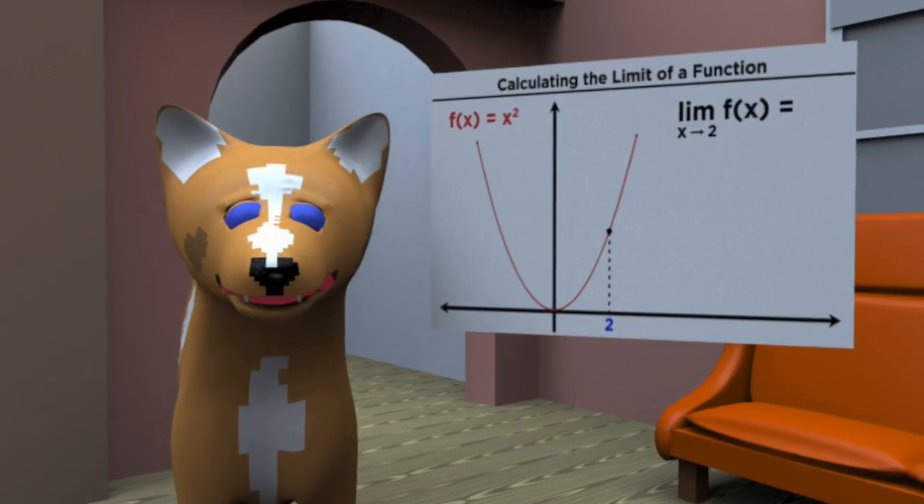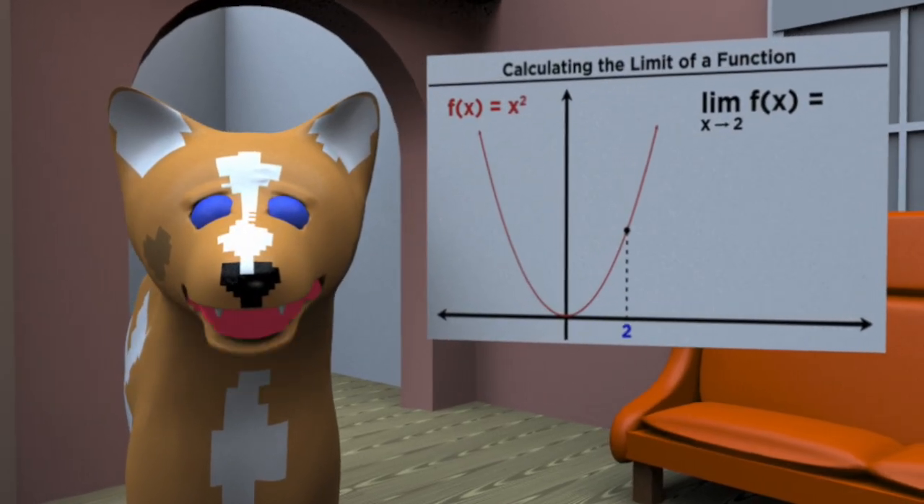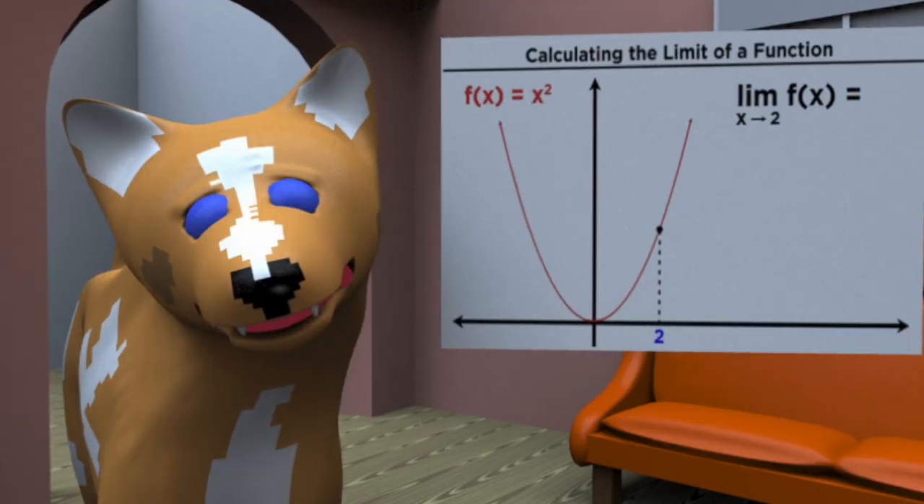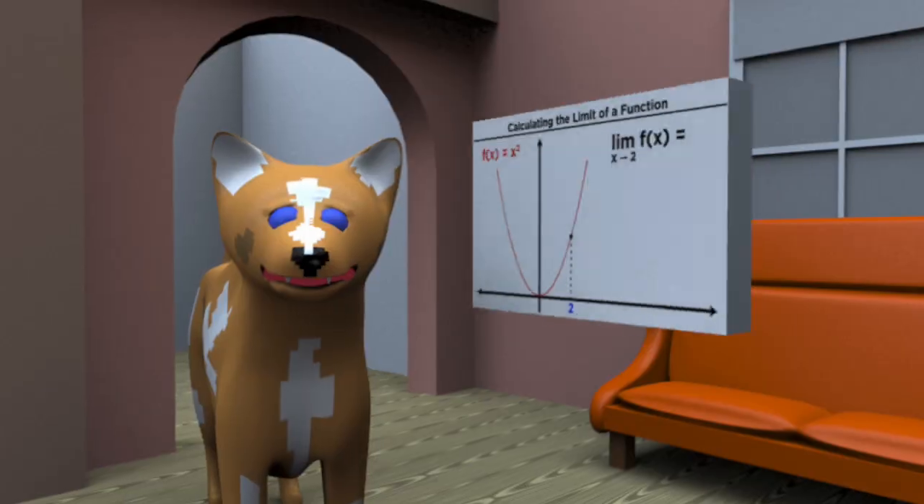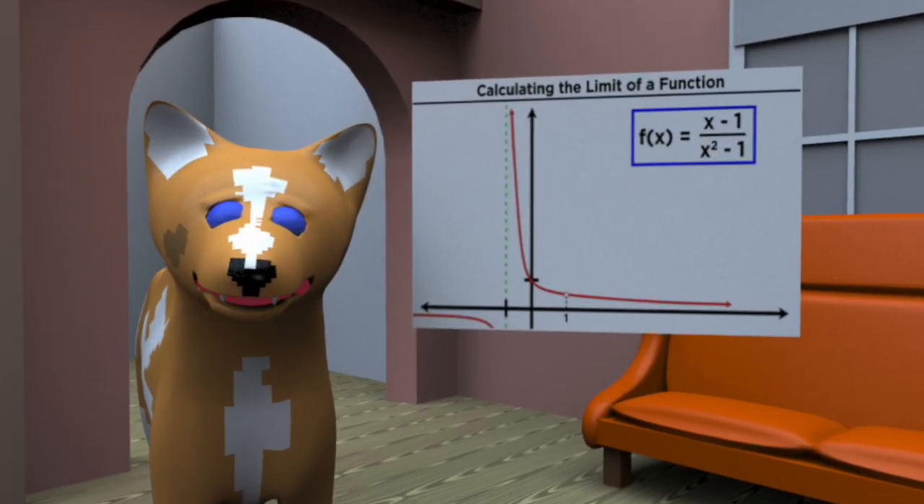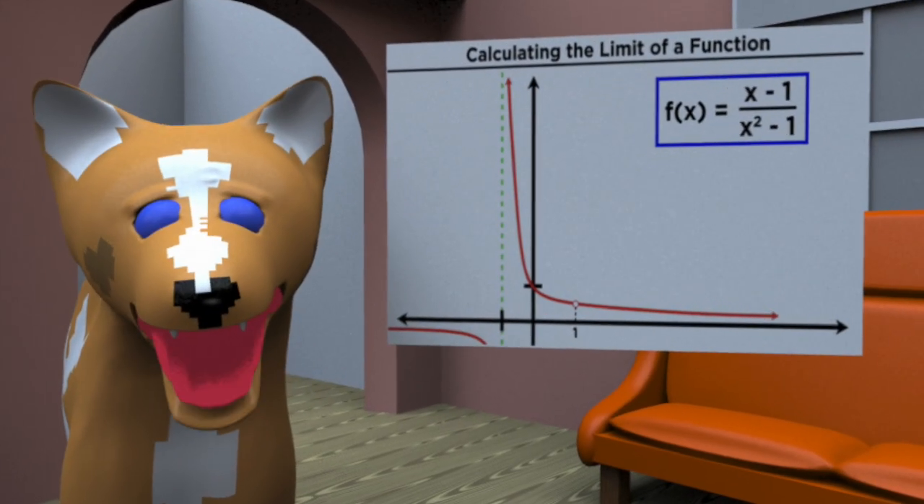You can think of limits as, what is the y value as x approaches some value? Now, in this example, what is the limit of x squared as x approaches 2? We can just plug in 2 and find that the value is 4. But what if we have a function where we cannot just plug in a value for x?